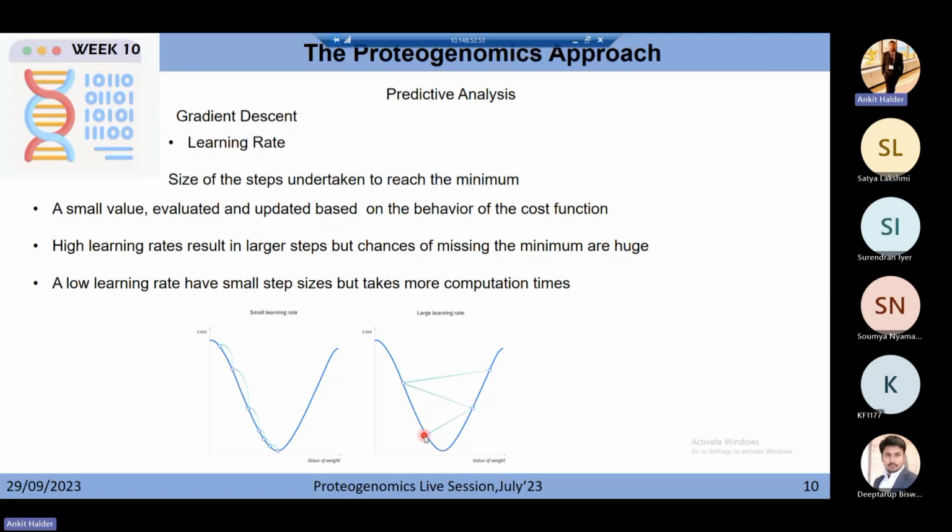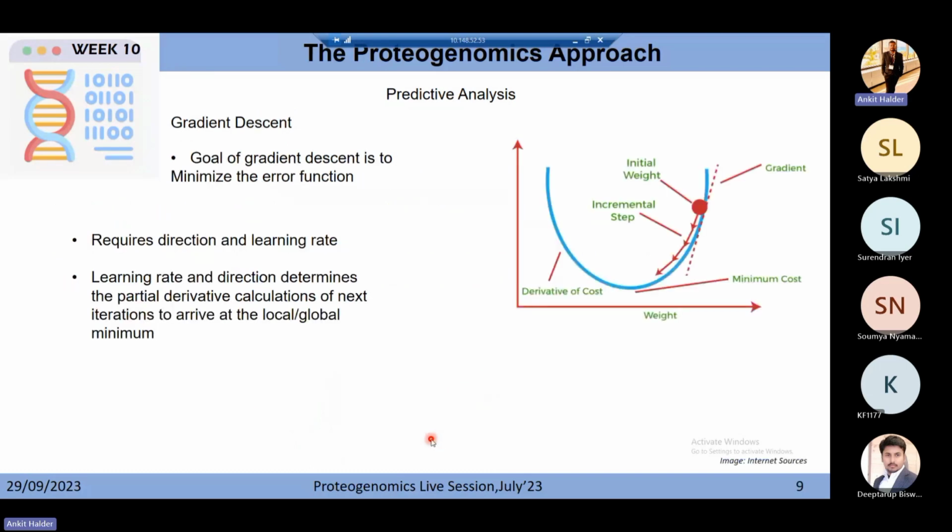So here you can understand that the cost function will definitely contain some error. That's why we have said that the direction and the learning rate, those two things, are very crucial in finding the best predictive model, so that the cost function becomes minimum.